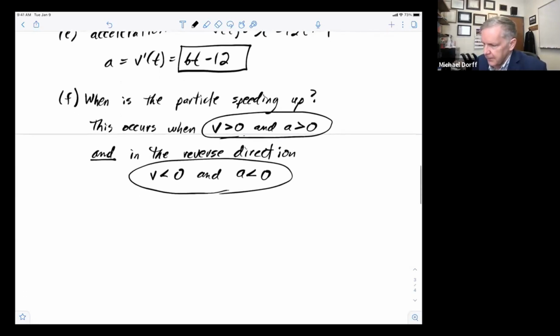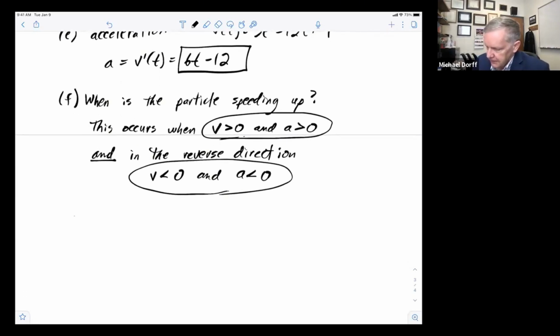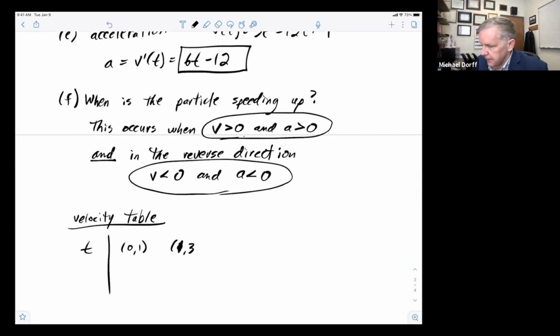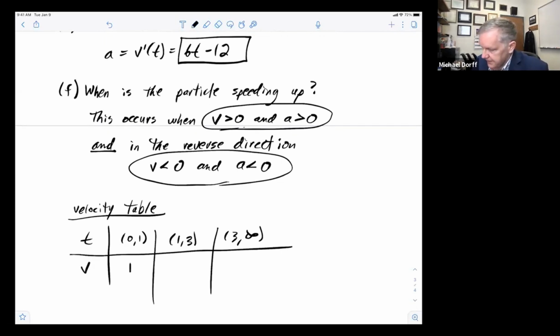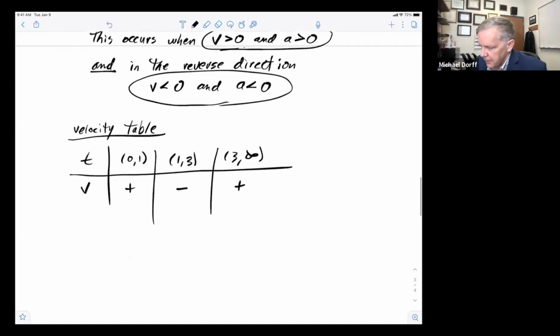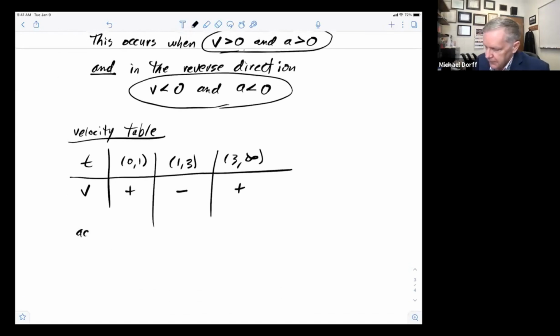So we made a table for velocity. Remember, the velocity table had t here, and we had these intervals 0 to 1, 1 to 3, and 3 to infinity. Let me clean this up. And then my velocity was positive on this one, negative on this one, and positive on that one. And we did that in part C. Let's make an acceleration table.